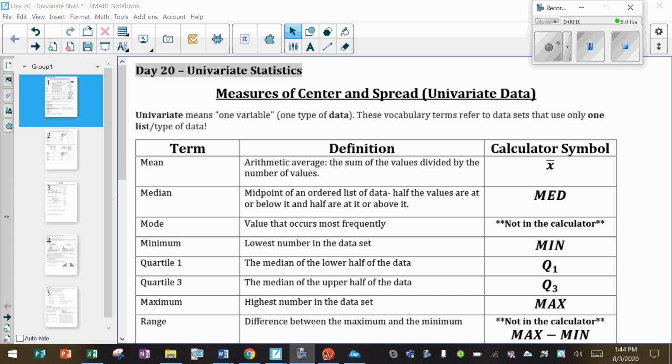Welcome to day 20 out of 22. We're almost there. Today we're going to talk about univariate statistics.